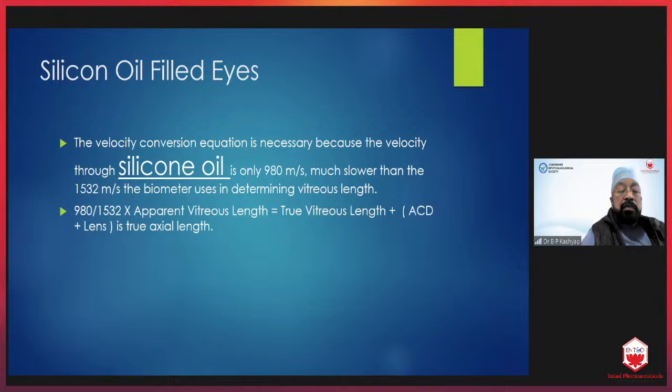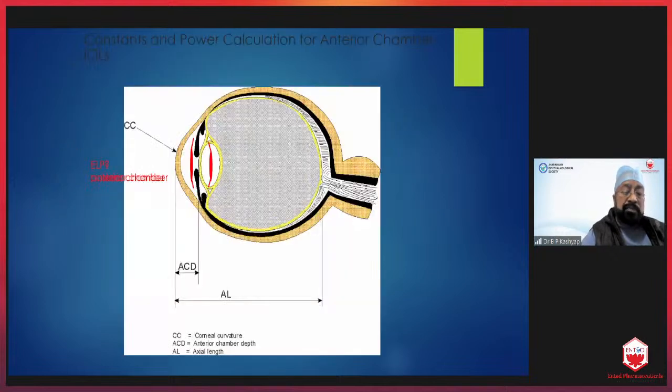Now, silicone oil: if you use silicone oil, because the velocity is much less, you have to calculate accordingly. And these things are all incorporated in the IOLMaster and other biometric machines. So it depends where the lens is, whether the lens is in the anterior chamber or in the posterior chamber. In the anterior chamber, the A constant is going to be different. In the posterior chamber, the A constant is going to be different.